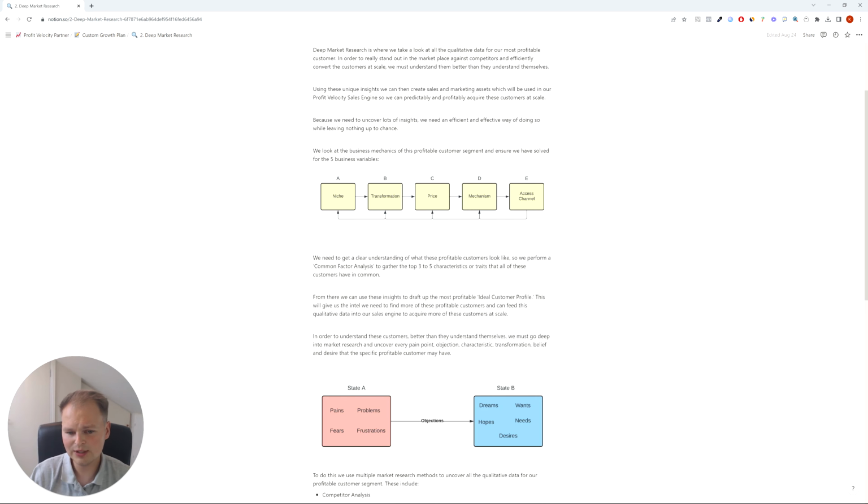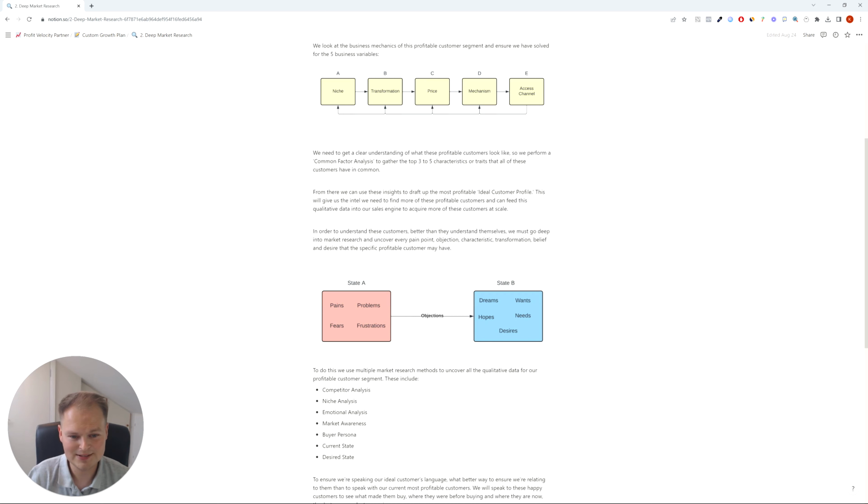We need to get a clear understanding of what these profitable customers look like. So we perform a common factor analysis to gather the top 3 to 5 characteristics or traits that all of these customers have in common. From there, we can use these insights to draft up the most profitable ideal customer profile. This will give us the intel we need to find more of these profitable customers, and then we can feed this qualitative data into our sales engine to acquire more of these customers at scale.